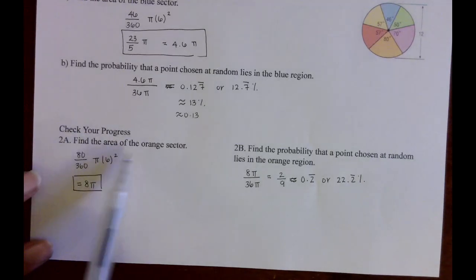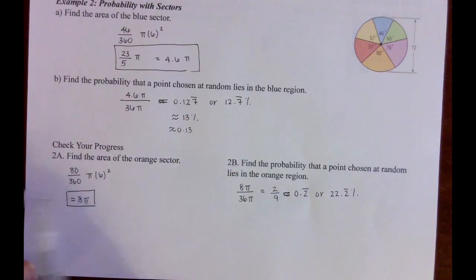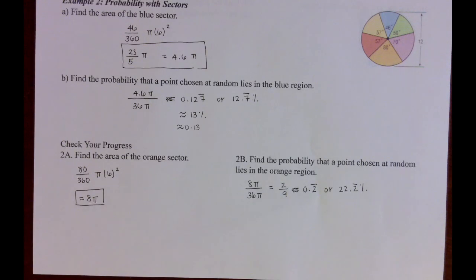The orange sector is 80 degrees, so 80 out of the 360 will give us the fraction of how much of the circle we want. The area of the whole circle is pi r squared, pi 6 squared, and that simplifies to 8 pi. For 2B, find the probability that a point chosen at random lies in this orange region. So 8 pi is the area of what we want over the whole area, which is pi 6 squared, which is 36 pi. The pi and pi cancel out. 8 over 36 simplifies to 2/9. And this is it as a decimal, and this is it as a fraction. Then example 3 talks about segments.